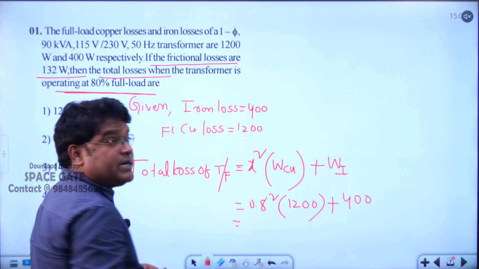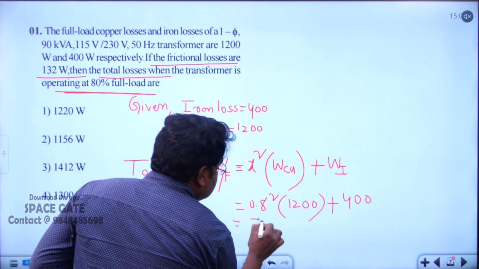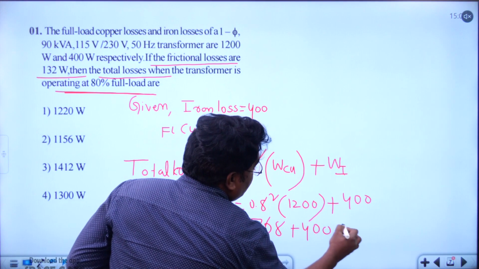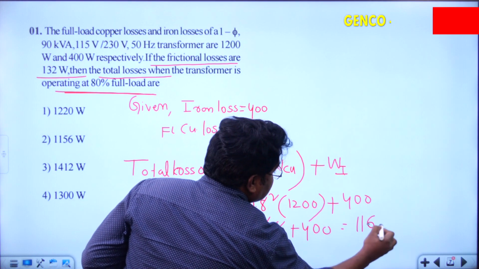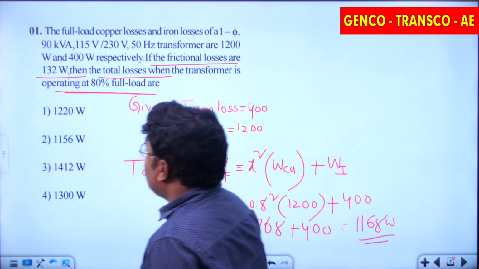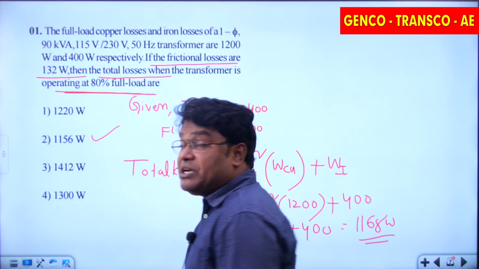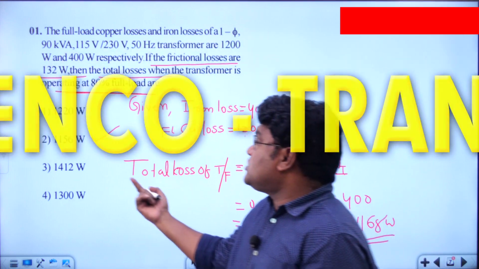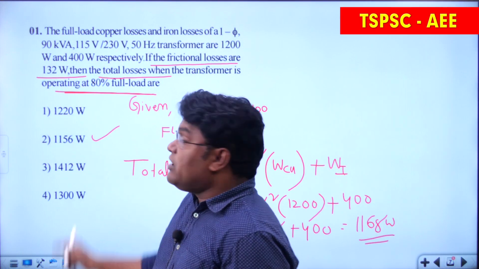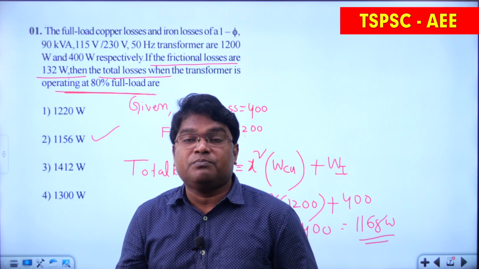By simplification, this becomes 768 watts plus 400, which is equal to 1168 watts. This 1168 is nearer to 1156 watts. Actually there is no 1168 option, but the nearest answer is 1156, so 1156 is the right answer for this question.